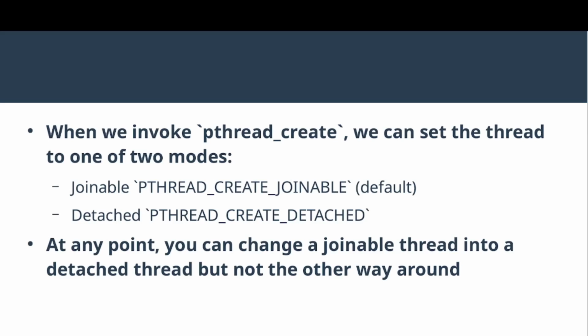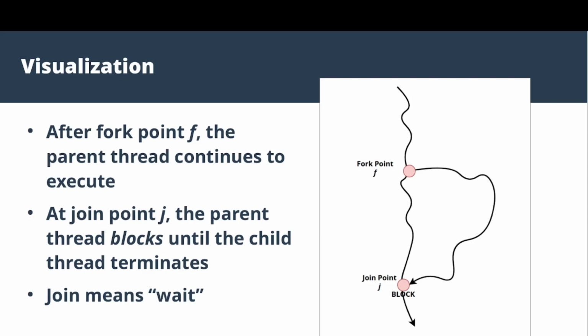The joinable thread is the mode that's created by default. So if you don't set any of those thread attributes, you will have a joinable thread. At any point during the thread's lifecycle, you can change a joinable thread into a detached thread, but never the other way around. So if we invoke pthread_create and set the PTHREAD_CREATE_DETACHED flag on the thread attributes, we can never change that thread into a joinable thread. But if we create a thread that is joinable, at some arbitrary point we can decide to detach it into a daemon thread.